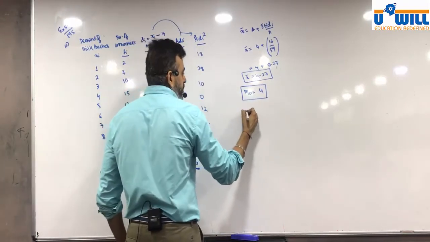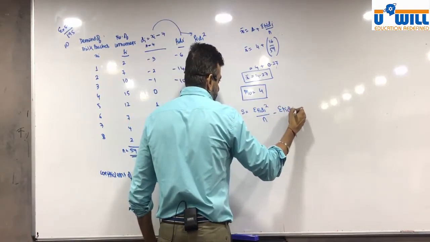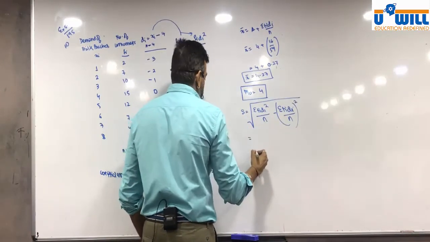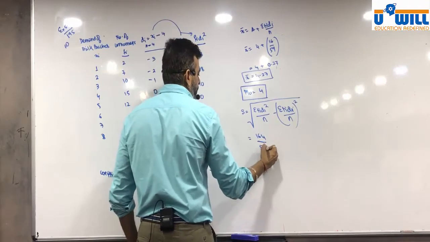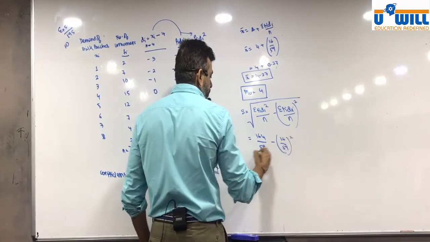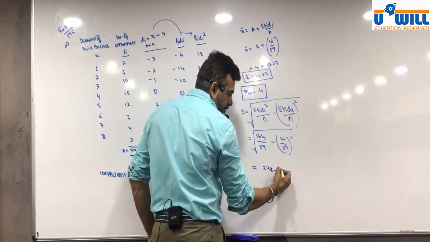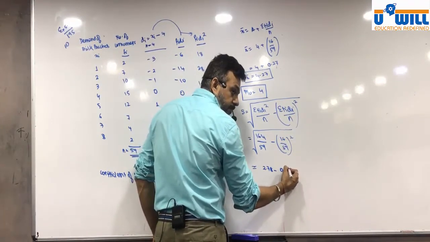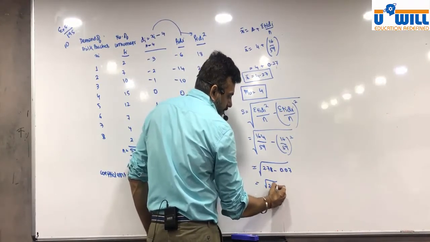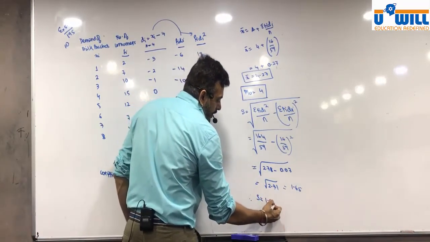Now standard deviation is equal to sigma fi di square upon n minus sigma fi di upon n, the whole square, the whole under root, which is equal to 164 by 59 minus 16 by 59 the whole square, the whole under root. 2.78 minus 0.07 is equal to under root 2.71, which is 1.65. So standard deviation is equal to 1.65.